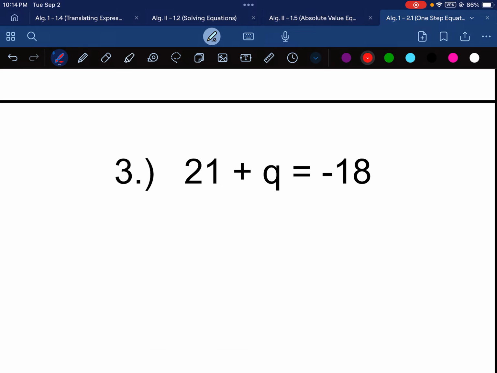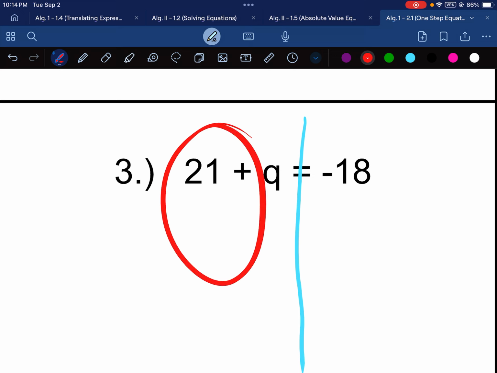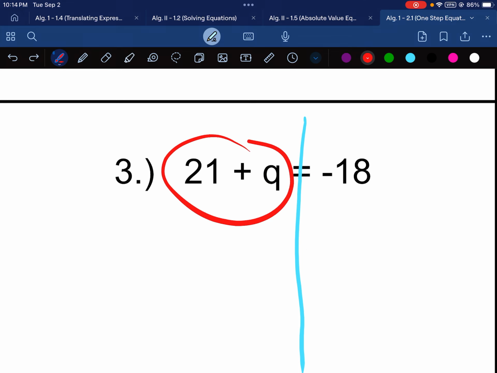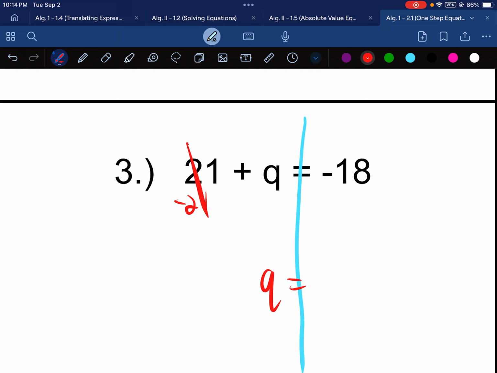On example 3 here, 21 plus q equals negative 18. As I mentioned before, some of us might benefit from drawing a line through here. I'll show that here on this problem, so we can visibly see the left side of the equal sign and the right side of the equal sign. So I need to undo the addition of 21, and that way I just have q on this side of the equal sign. And in order to do that, here I'll subtract 21, and we get 0.